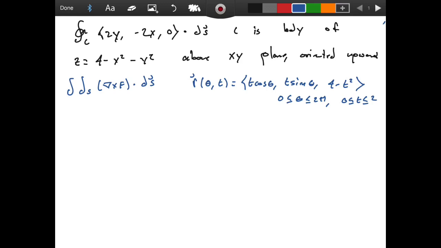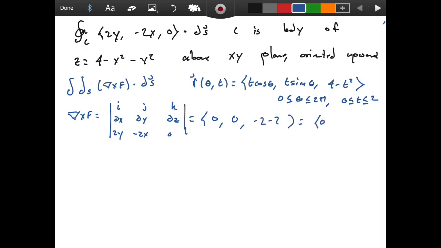Okay, and so now the curl of F. Well, the first component, I'll let you see, is equal to 0. Similarly, the second component is equal to 0. And finally, the last component is equal to minus 2, minus 2, or this is just equal to 0, 0, minus 4. Okay, that is the curl of F.